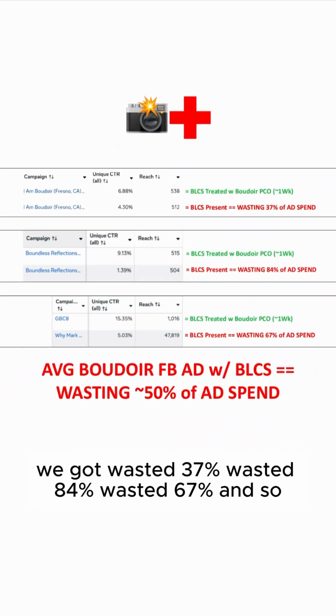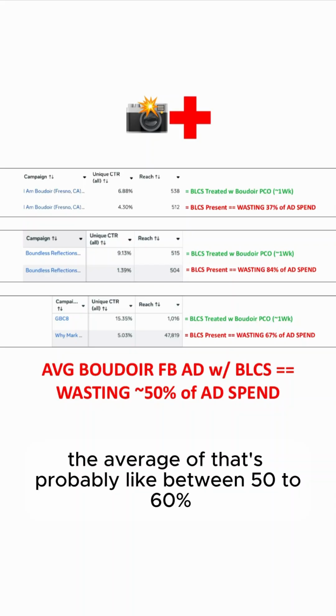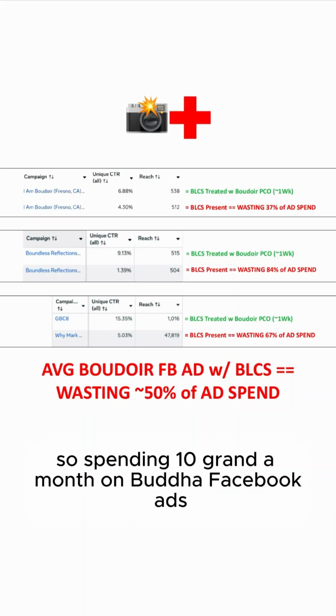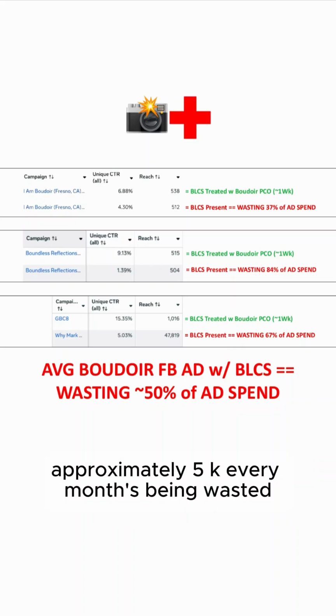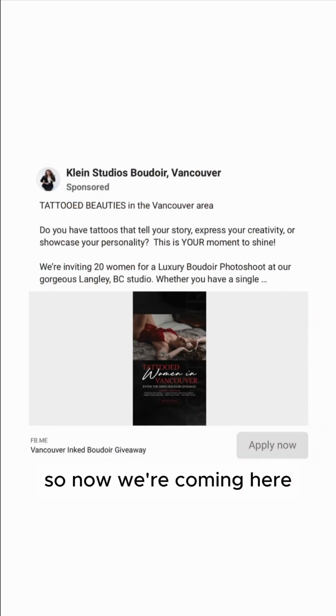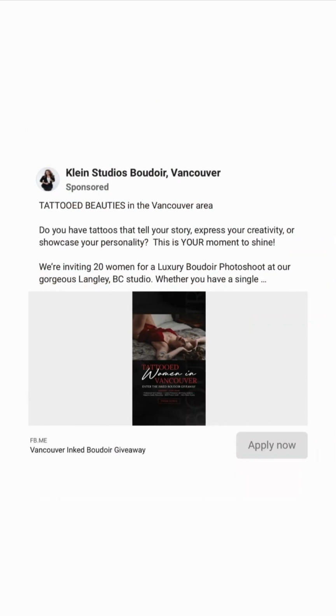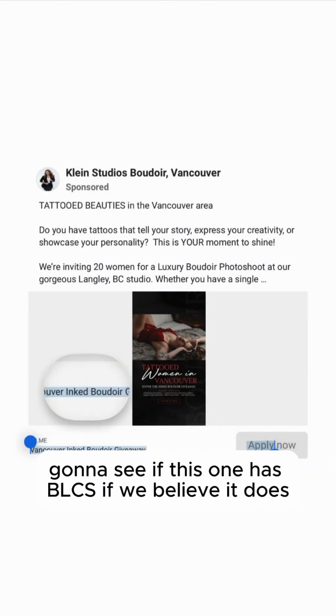And so the average of that's probably like between 50 to 60%. So spending 10 grand a month on Boudoir Facebook ads, approximately 5K every month is being wasted. That's 60 grand over the next 12 months. So now we're coming here. Gonna see if this one has BLCS, or if we believe it does.